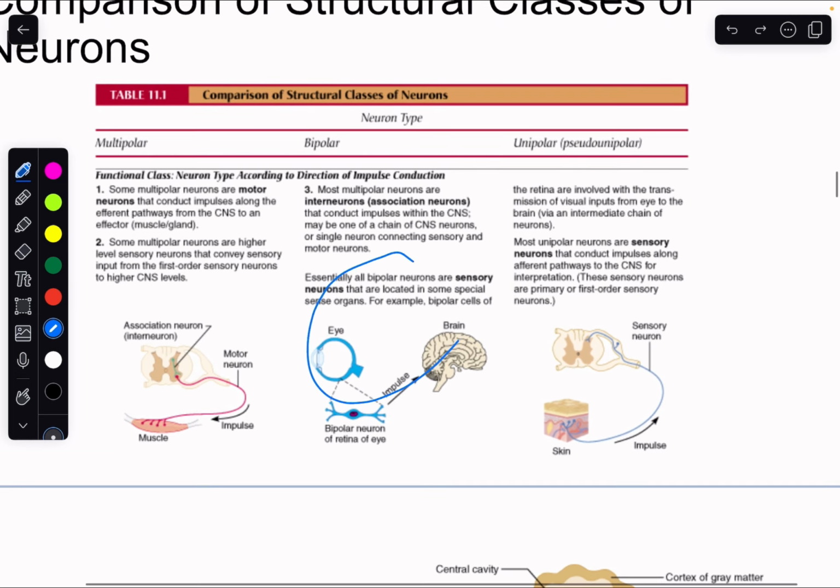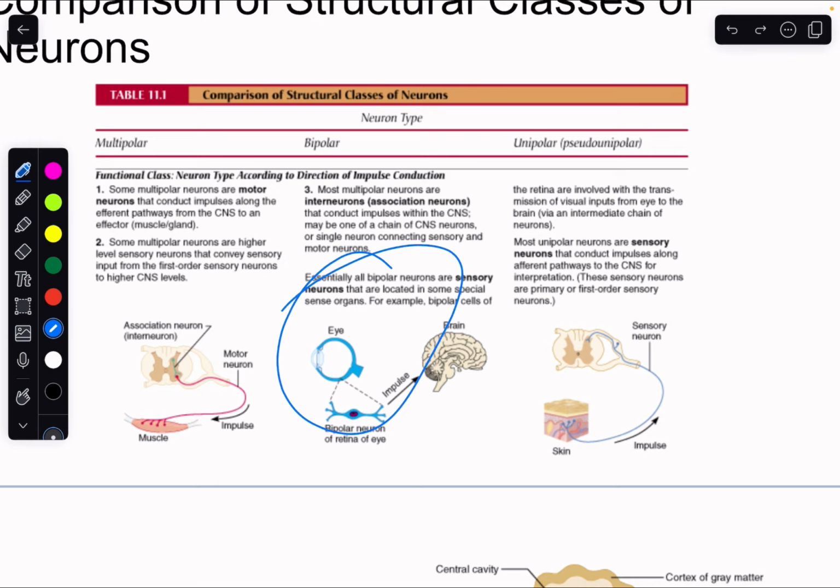Most multipolar neurons are the interneurons that conduct impulses within the central nervous system. It may be one of a chain of central nervous system neurons or a single neuron connecting sensory and motor neurons. Essentially, all bipolar neurons are sensory neurons that are located in the special cells of sense organs.